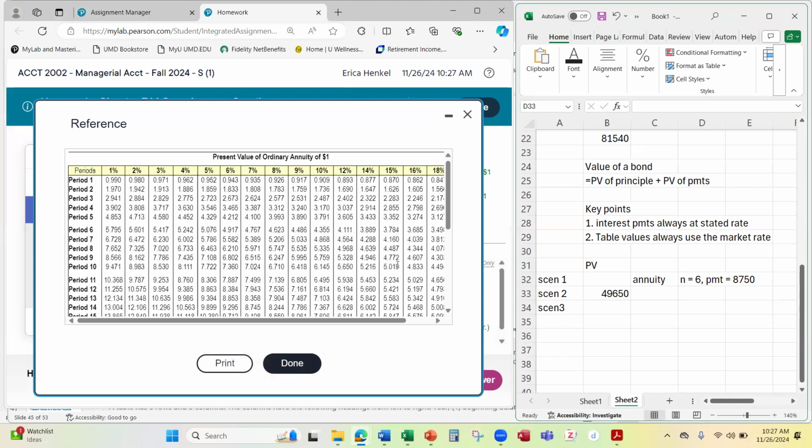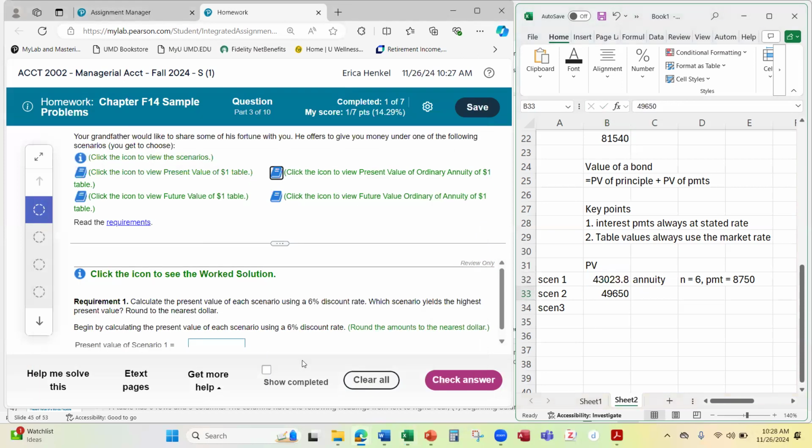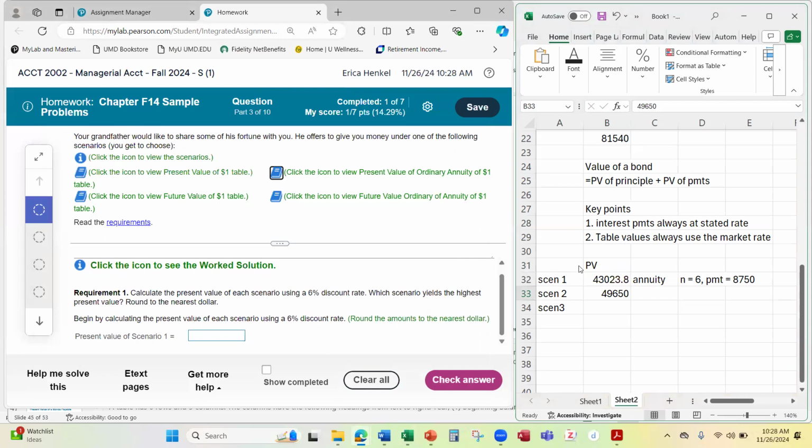4.917. Okay. I did the right column, right? 6% for 6 years. Okay. So 43,023.80. So if we round that to the nearest dollar, it's going to be 43,024.